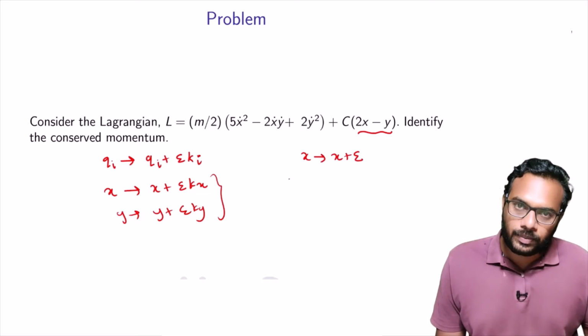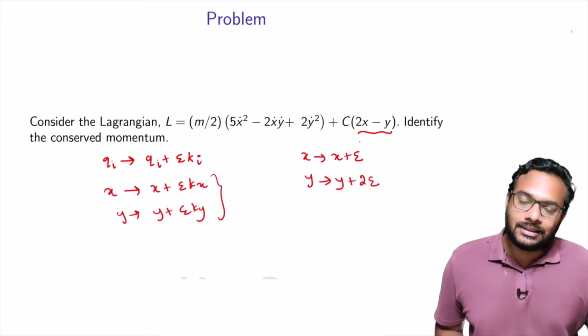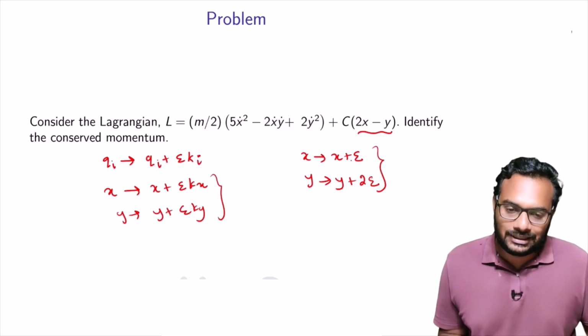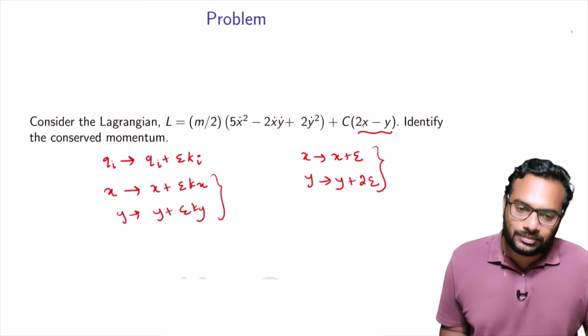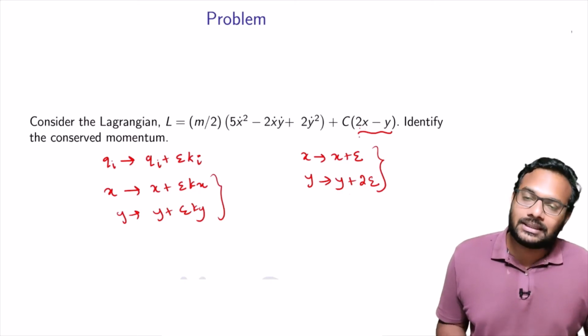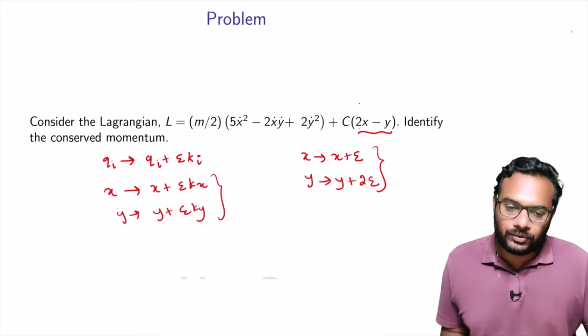By inspection, we see that if we make x going to x plus epsilon, and then y going to y plus 2 epsilon, then this combined transformation is a symmetry transformation. You can easily check this. This is merely by inspection because there's a 2 here. I added epsilon to x, there's minus y here, so I'll have to add 2 epsilon to y, so that these extra terms will get cancelled off. We can check this easily.